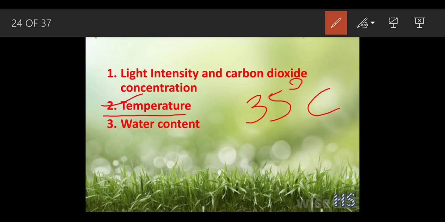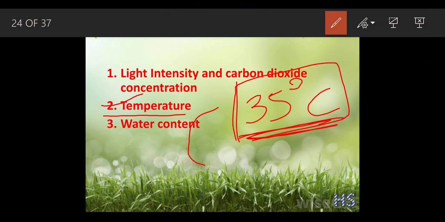What is the optimum temperature? What do you mean by optimum temperature? Optimum temperature means the most suitable temperature, that is 35 degrees Celsius. At this temperature, 35 degrees Celsius, plants work very efficiently.